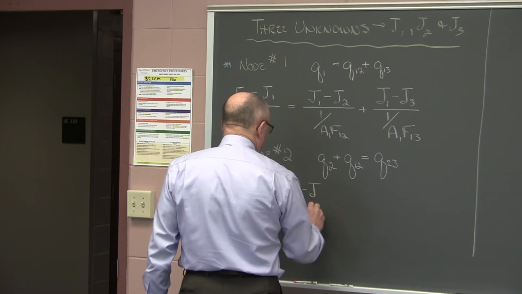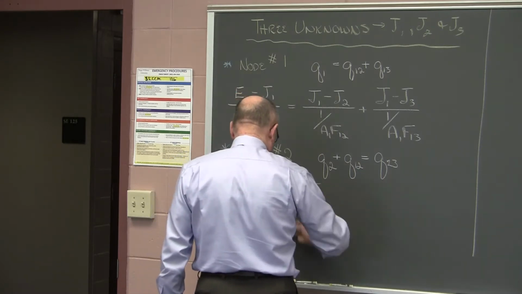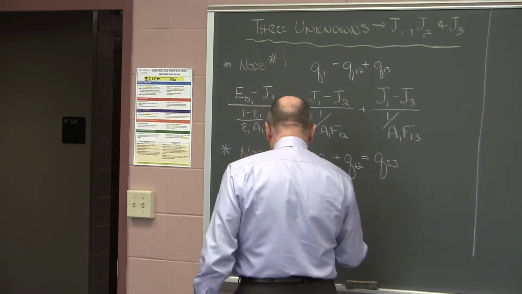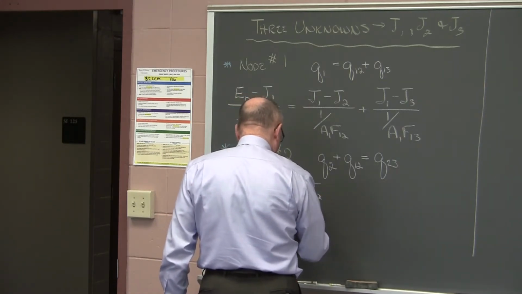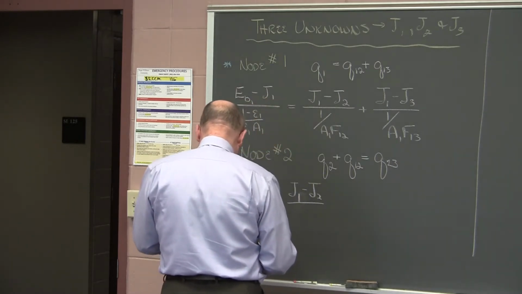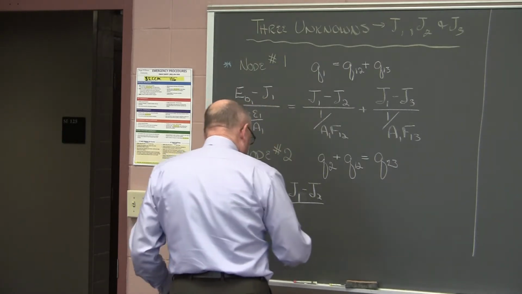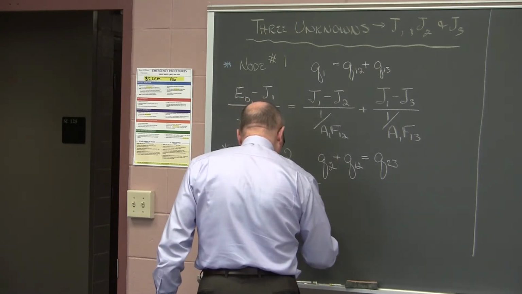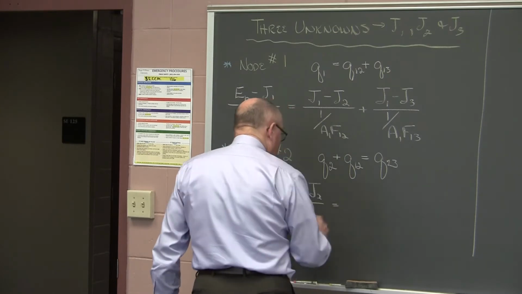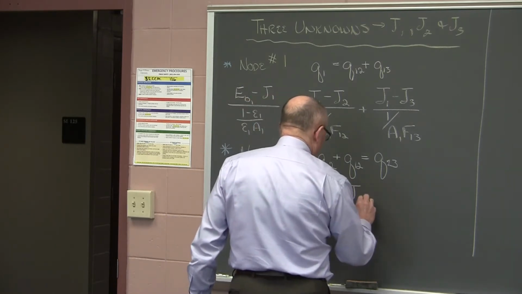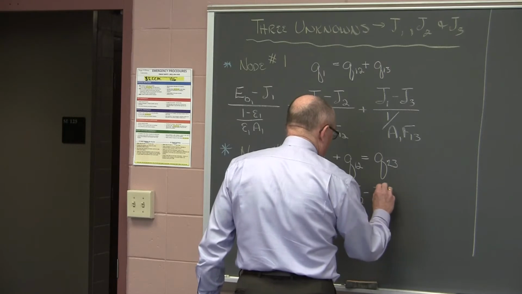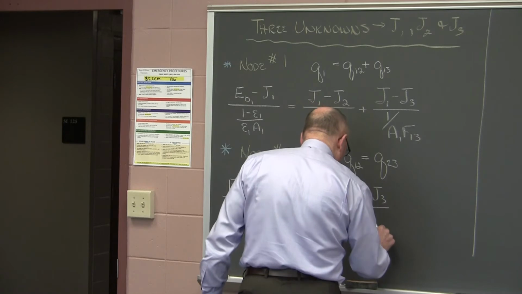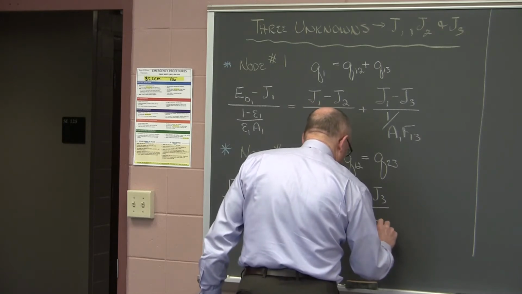which would be J1 coming in. No, it would be J1 minus J2 over, let me double check, yes, that's correct. J1 minus J2 over 1 over A1 F1 to 2, and that would be equal to J2 minus J3 over 1 over A2 F2 to 3.